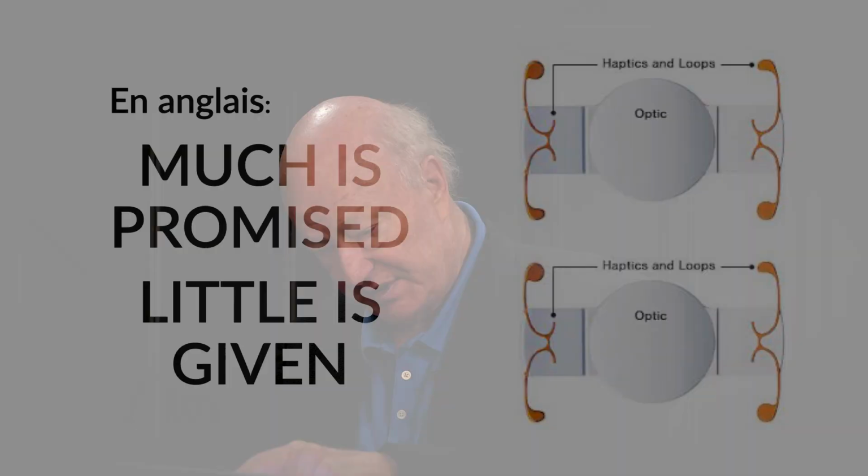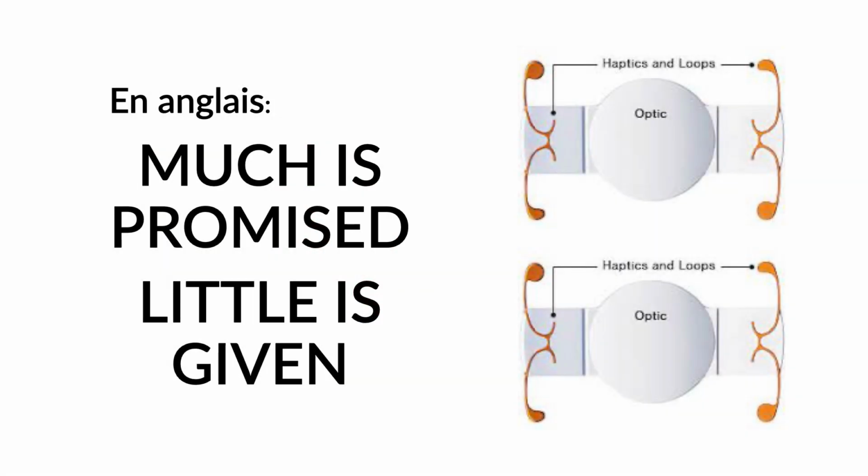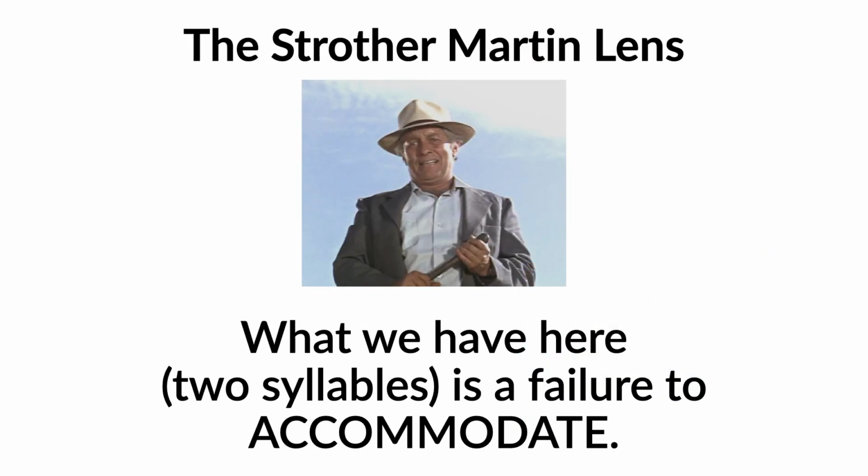And so what this lens had, you had to put it in carefully, and it had hinges, which you can see on the slide. Those hinges are back toward the end of the optic, and it was slanting forward, doing some other things. And it made logical sense. It just kind of didn't work. Now, what we have there is a failure to accommodate. So I would have called that the Strother Martin lens, which is the actor who played the boss man.